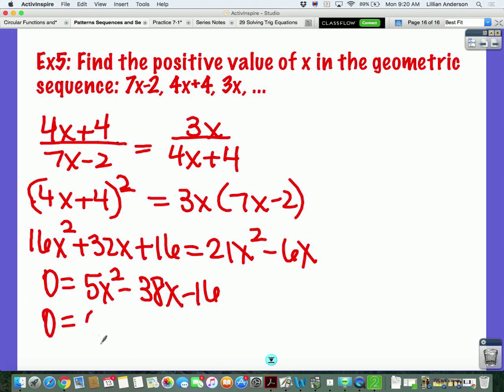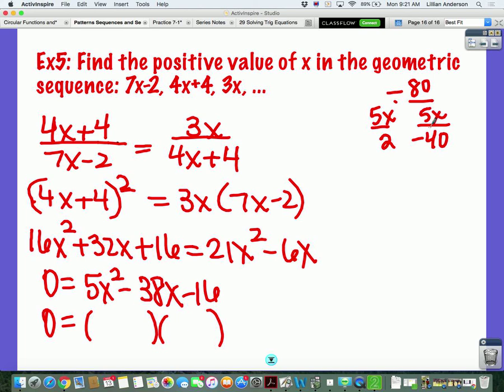Old school California, multiply 5 to negative 16. That is going to be a negative 80. What were the two numbers that multiply to give you negative 80 that add together to give you a negative 38? 2 and negative 40. Oh, that wasn't too bad. Put a 5x on top and reduce. So that would have been 5x plus 2, x minus 8.